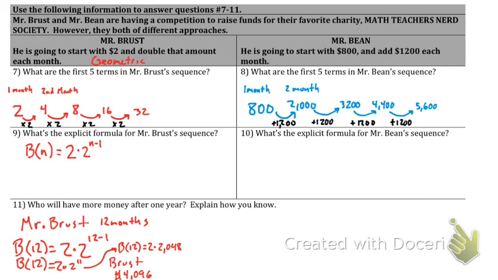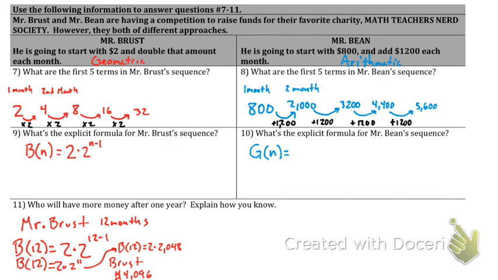Okay. All right. So we'll go ahead and do the explicit formula. Since we're adding, we know that our formula is going to be arithmetic. Okay, so we're going to use the arithmetic formula for this. So we'll call Mr. Bean's function G. So G of n. And in the arithmetic, we again want to put the first term.